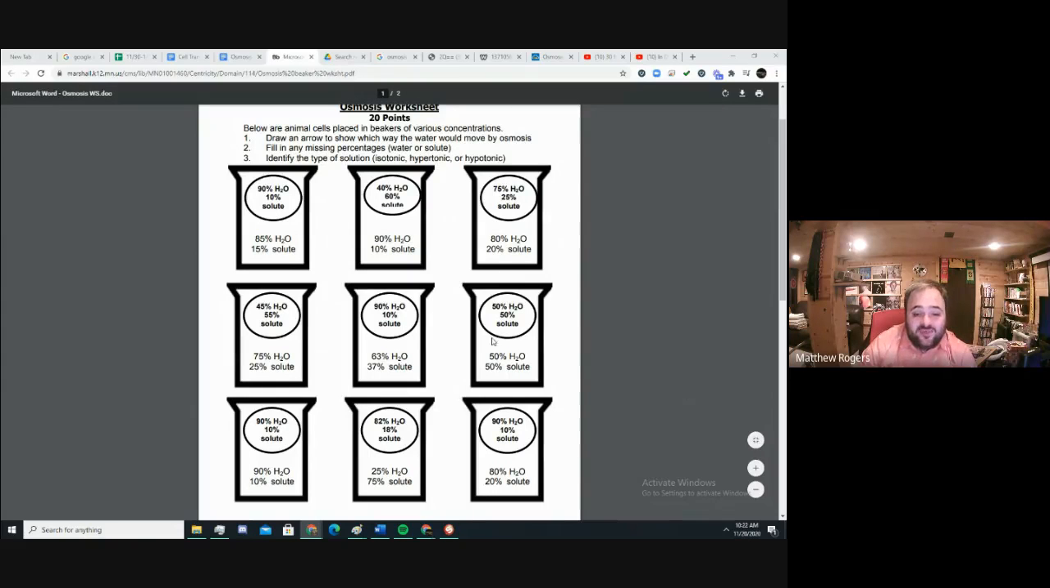One that we have not talked about yet as a group is this guy. So we have 50% H2O, 50% solute, 50% H2O, 50% solute. So right off the bat, I have to draw an arrow. What's happening? They're equal. So this is an arrow going in and an arrow going out to represent the equalness. Some teachers even have you put equal signs here instead of arrows. You might see that. But really, I'm going to just have you draw an arrow going in, arrow going out. This is isotonic. Cool.